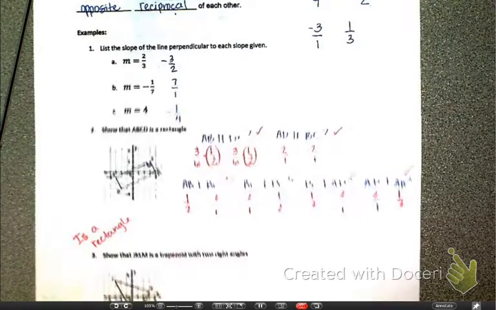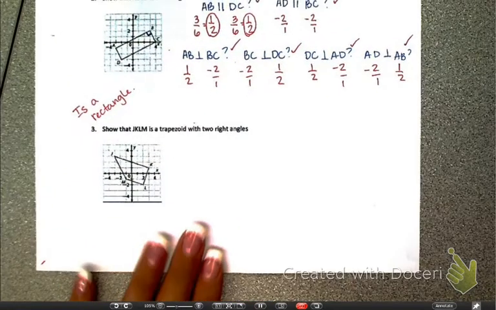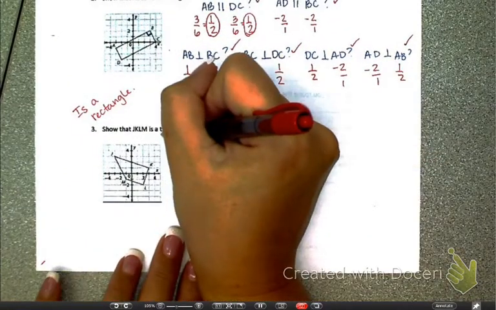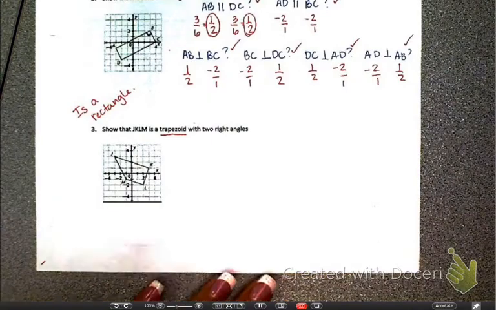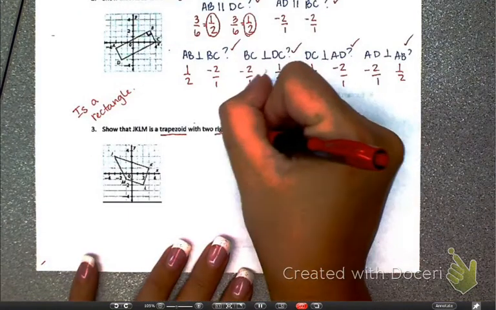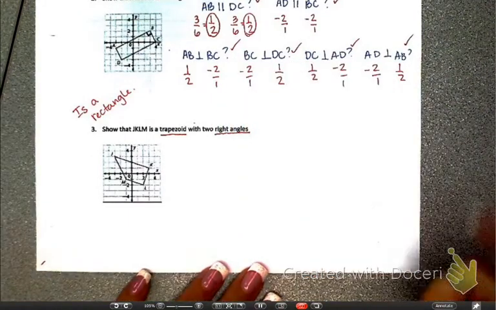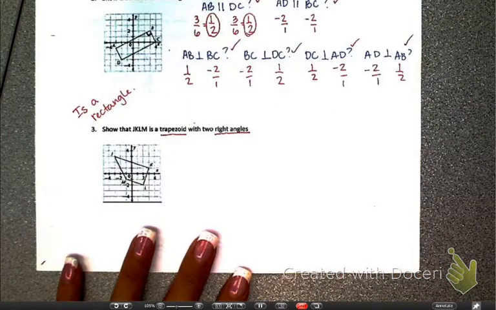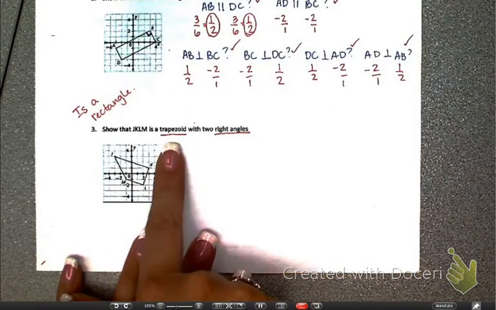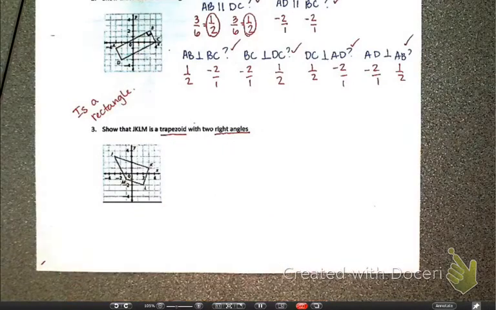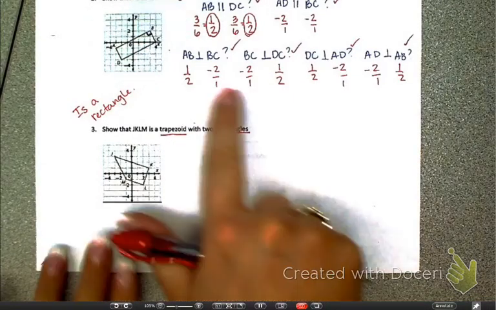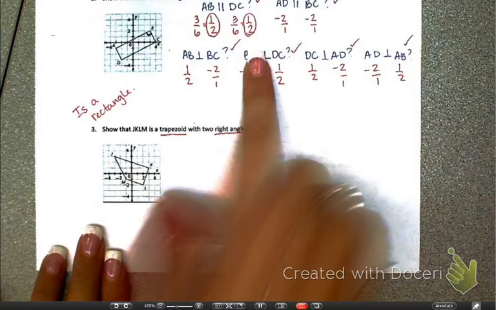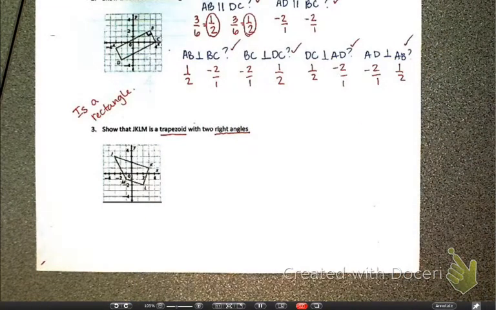Okay. I want you to take a second. We need to show that it's a trapezoid, first of all. And we need to show it has 2 right angles. So take a second with your group and figure out, like we did up here, what it is that we need to show it's a trapezoid and it has 2 right angles. I don't want you to do any math or find the slope. I want you to set up like these question mark things. So take a second with your group and do that.